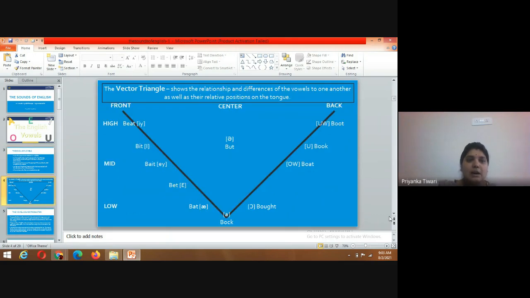The vowel triangle shows the relationship and difference of the vowels to one another, as well as their relative positions on the tongue.